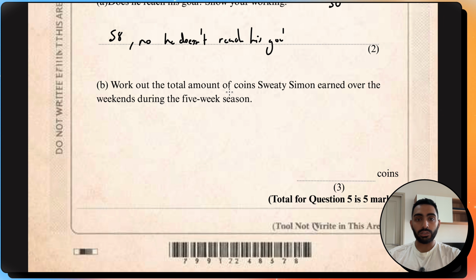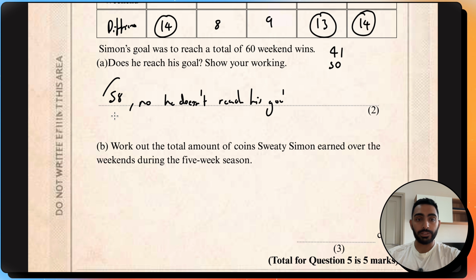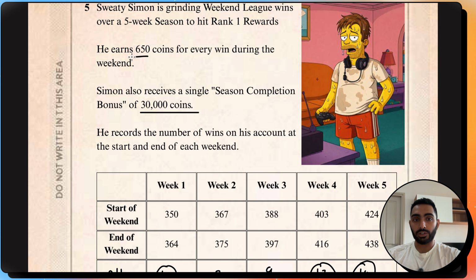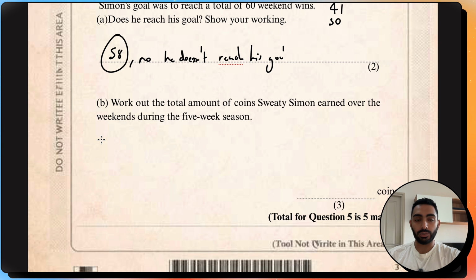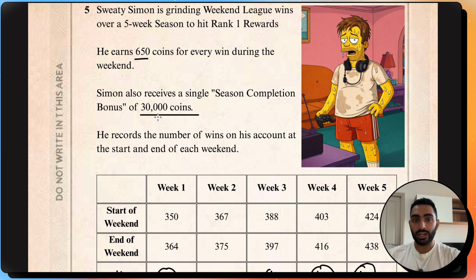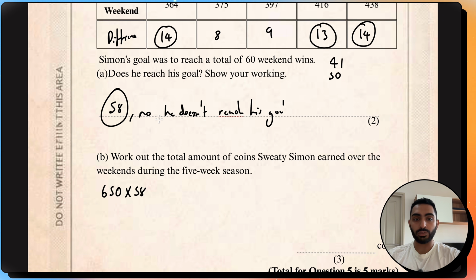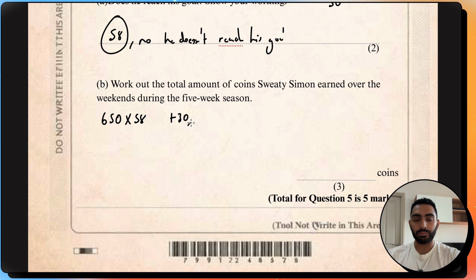Part B, work out the total amount of coins Sweaty Simon earned over the weekends during the 5-week season. He won 58 games, and he earns 650 coins for each win. We need to first do 650 multiplied by 58, and then we need to add the season completion bonus of 30,000. Let's do 650 times 58 first.